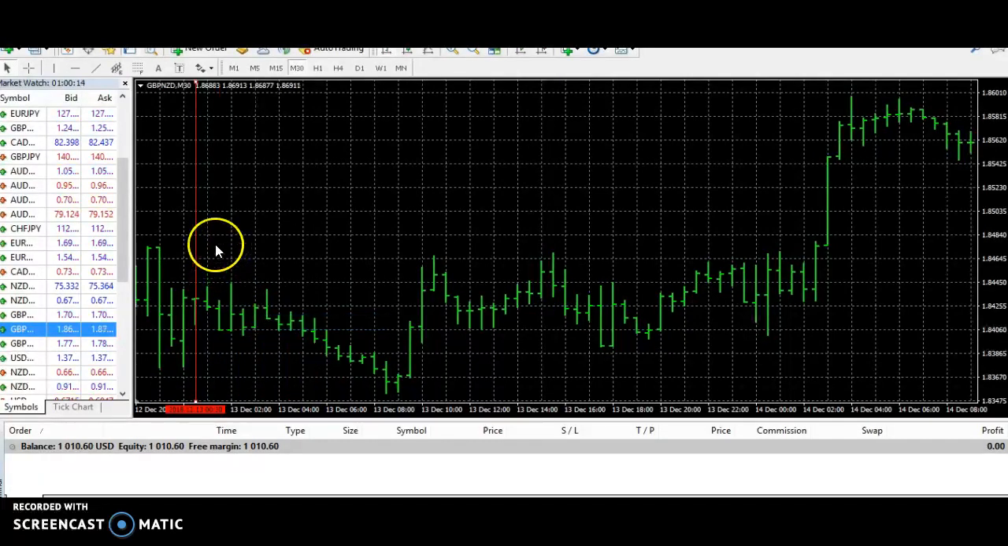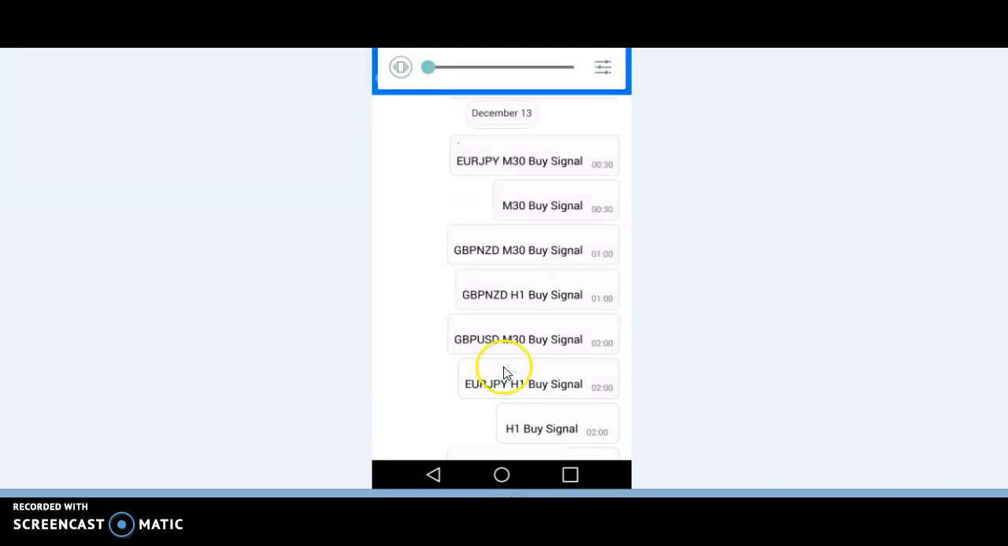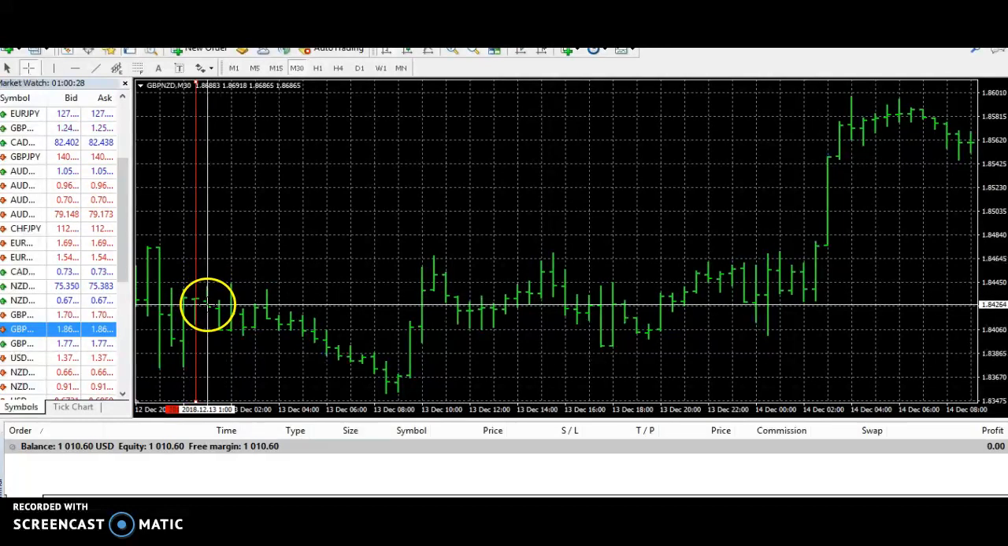Get rid of that one. So here we go. 12:13, 1 o'clock. We have a buy signal for Pound New Zealand. We got one good one, and it looks like we're going to have one bad one. So that's over 75 pips out of profit. Not very good.